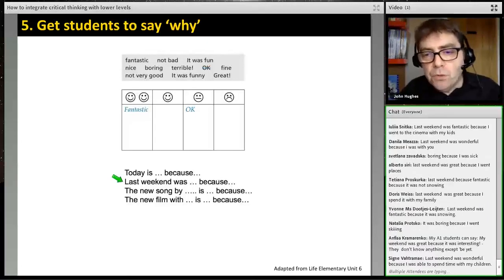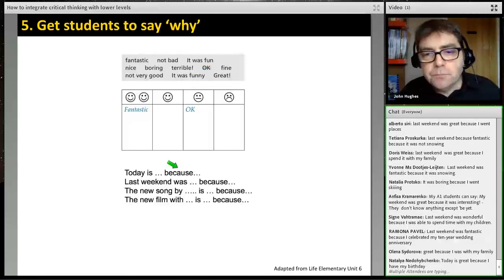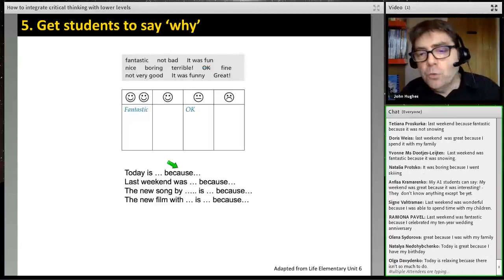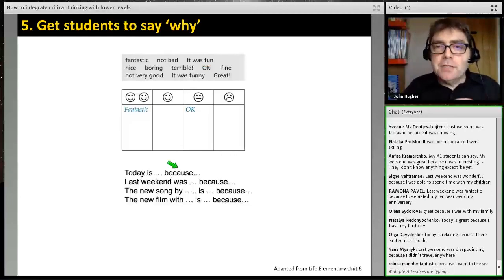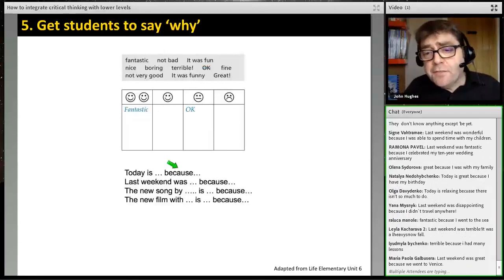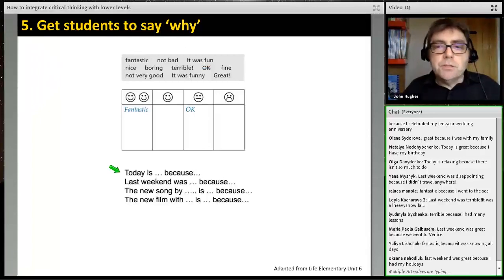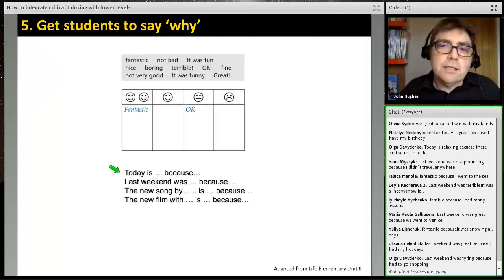But what I'm doing is asking you to give reasons why, just because of the word because. And I've added a little bit of critical thinking and a little bit of creative thinking in order to use that language. Because the first exercise is just lower order thinking, but the second exercise adds some higher order thinking. So it's really a simple demonstration of how we can integrate it into lower level teaching.